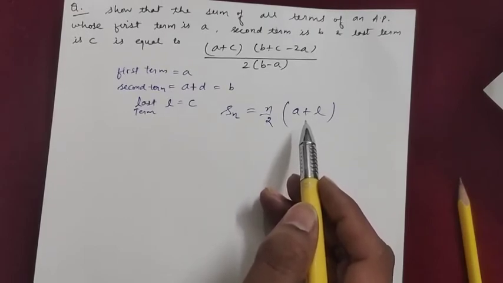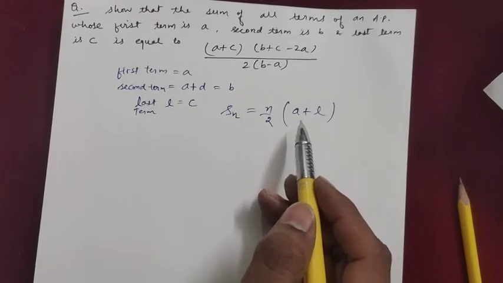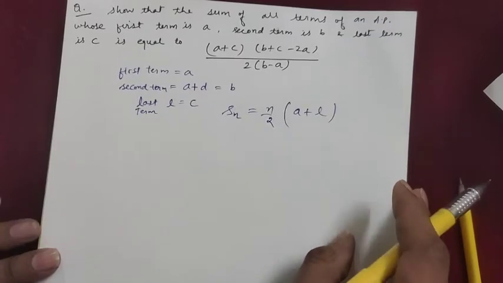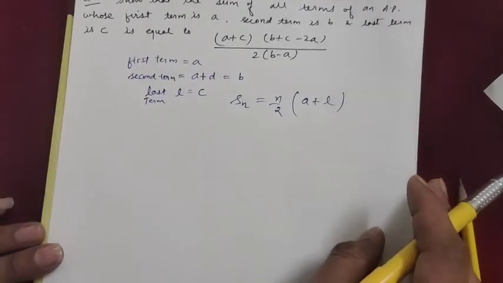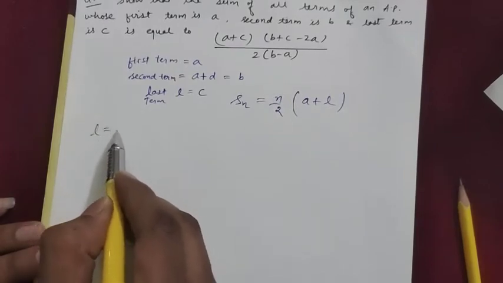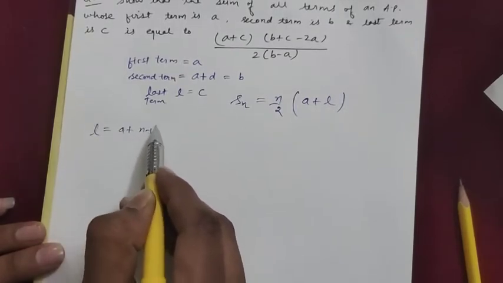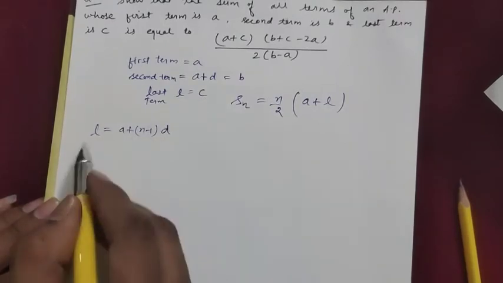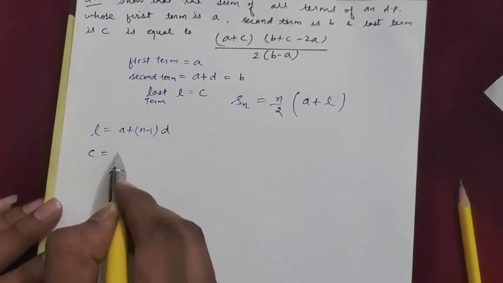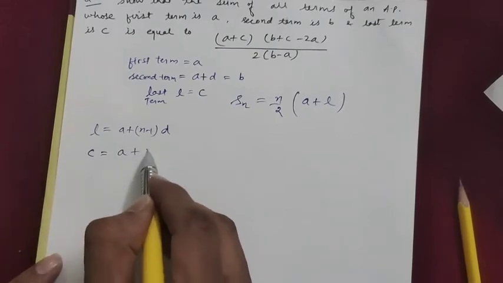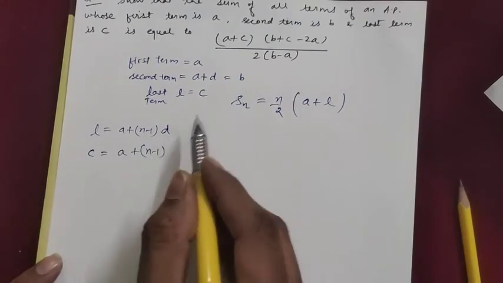We also have a formula Sn we have to find, and n is unknown. So we also have, since we have the last term, last term L equals A plus (N minus 1) into D, right? So L is given, that is C. A is the first term, A itself, and N minus 1, and D is what?